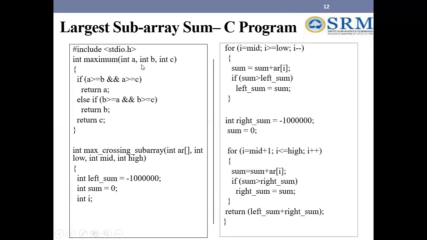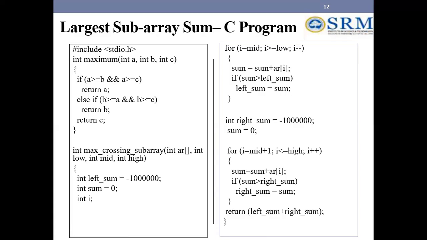So we have 3 elements A, B, C. How to find the maximum? First, compare 2 elements. If A is greater than or equal to B, this is the greatest of 3 numbers, the same code. If you are given A, B, C, three elements, find which one is greatest. If A is greater than or equal to B and A is greater than or equal to C, if A is greater than both B and C, return A as the greatest.